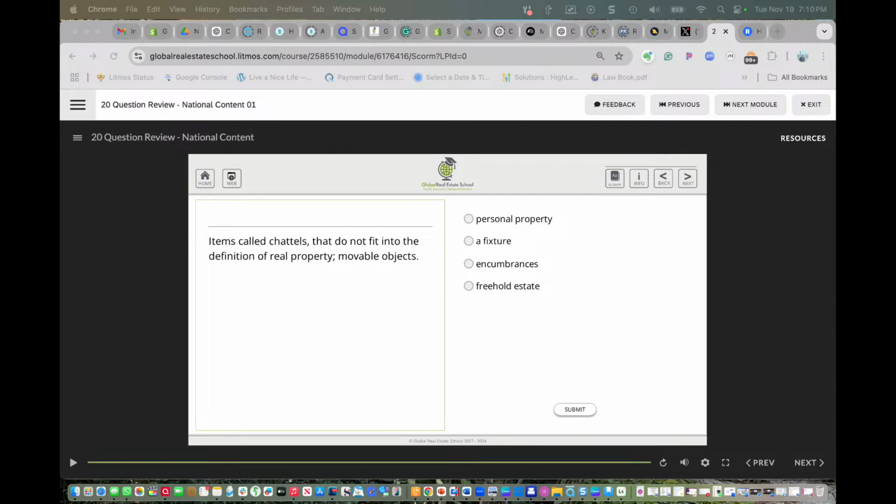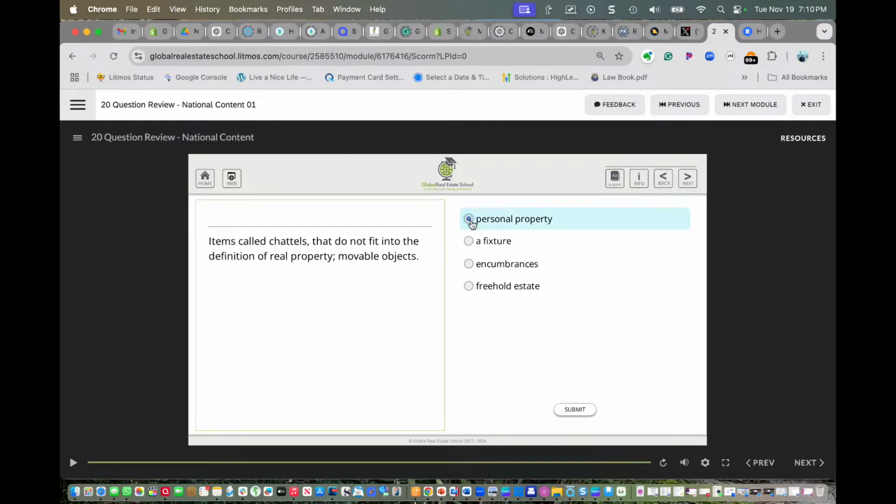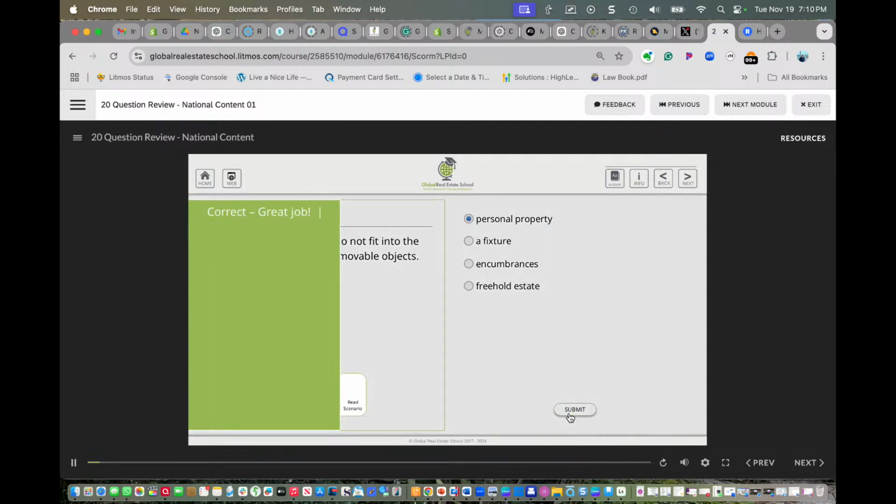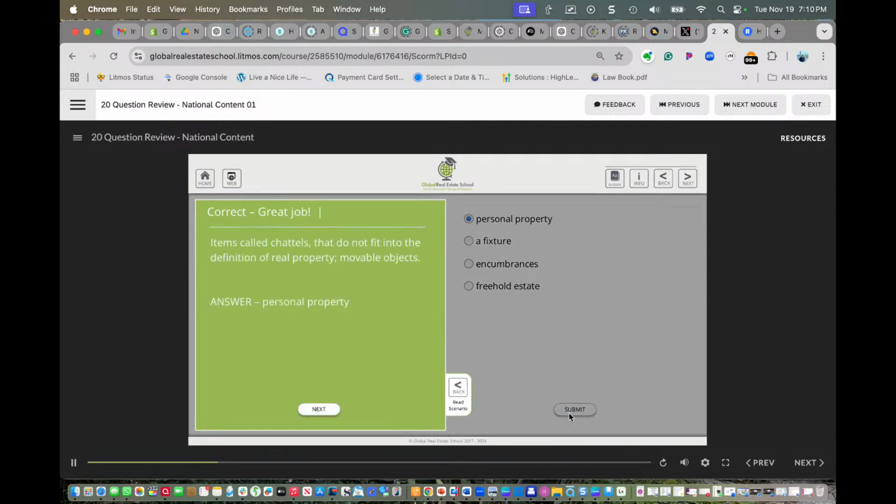Items called chattels that do not fit into the definition of real property, movable objects. Well, for some reason, I thought it was a freehold estate, but when you look at this question, it says the items that are called chattels. Well, chattel is personal property. And so the correct answer is personal property.